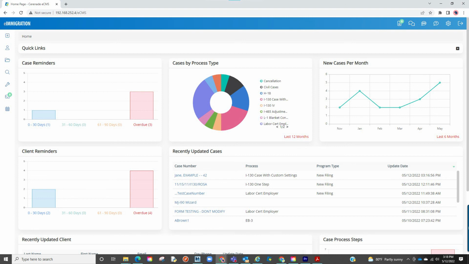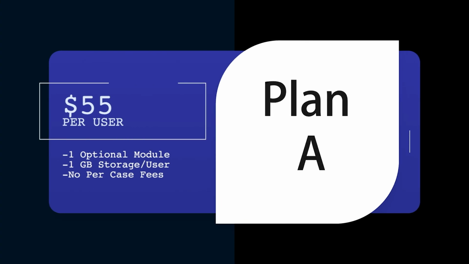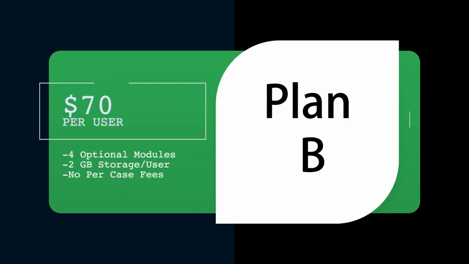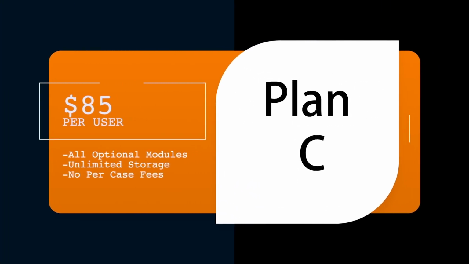Our pricing is the following. Plan A is $55 a month per user and allows 1 GB of storage as well as one optional module. Plan B is $70 a month per user and allows 2 GB of storage per user as well as 4 optional modules. And finally, Plan C is $85 a month per user and includes all optional modules and unlimited storage.